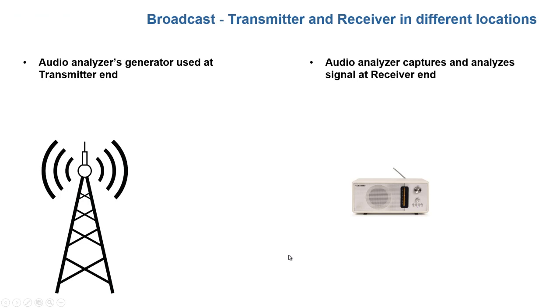Another application for open loop test is broadcast. In this case, we have a transmitter and a receiver, and they're separated by some large distance. Now, to inject a signal into the transmitter, we could use an audio analyzer at this end. And to acquire the signal from the receiver end, we could use an audio analyzer at that end. But because the devices are separated by such a large distance, it has to be an open loop test.